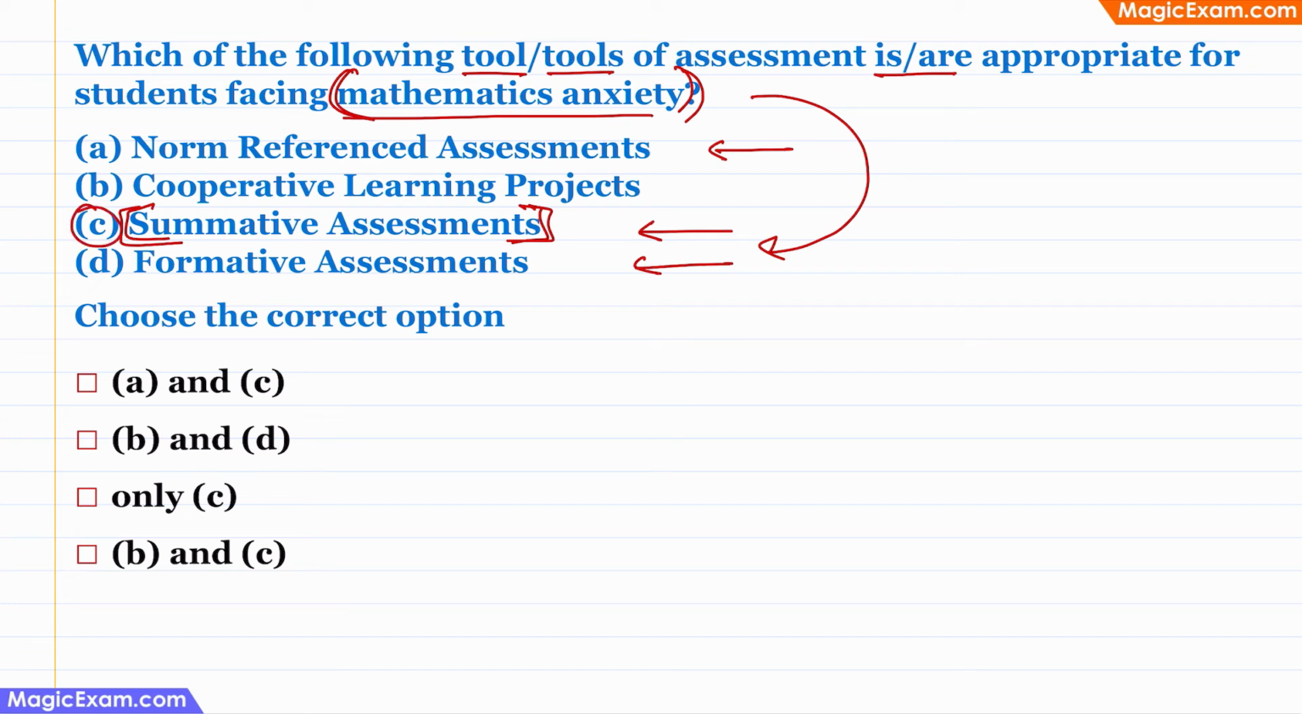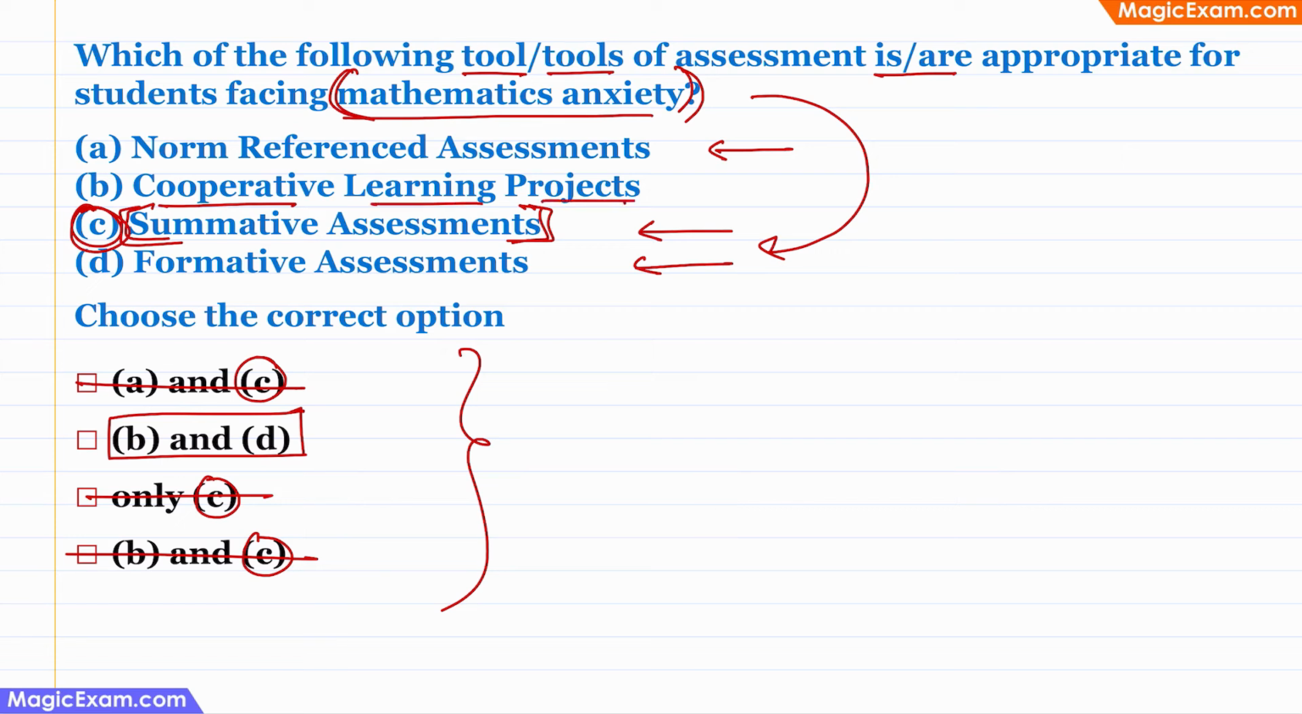Therefore, if C is not appropriate, then if we look at all the options, whichever has C in it will also be incorrect. So we can eliminate option 1, option 3 and option 4 because all of them have C in it, which leaves us with one option, that is B and D. B says cooperative learning projects. So children can learn a lot by cooperating with other students. And this is also a tension-free way of learning because they are not just listening to the teacher giving a lecture. They are interacting with other students and learning through these social interactions. Therefore, B is a good way of assessing them as well. That is through cooperative learning projects.